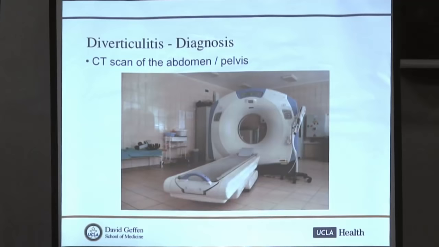A CT scan is a non-invasive X-ray that produces cross-sectional images of the body. Basically, it's a donut-shaped machine. And to better take a look at your inside structures, you often get a dye through the vein. And also, to take a good look at the gastrointestinal tract, we often ask patients to take oral contrast as well.